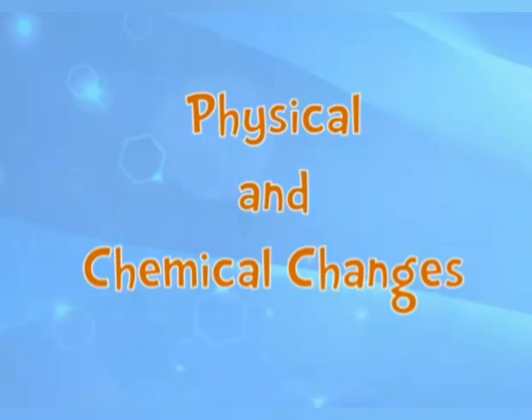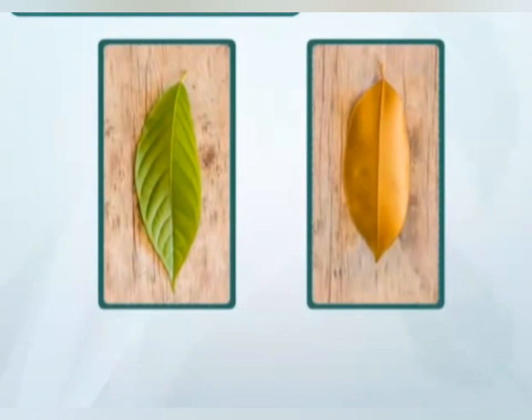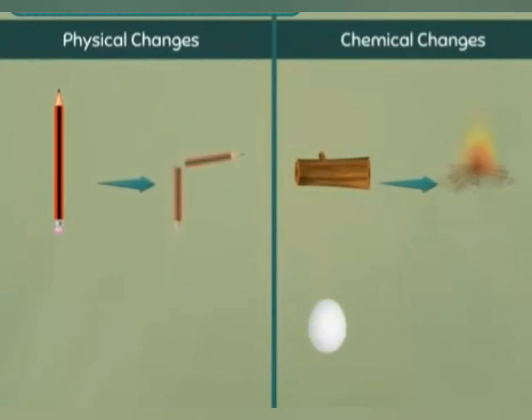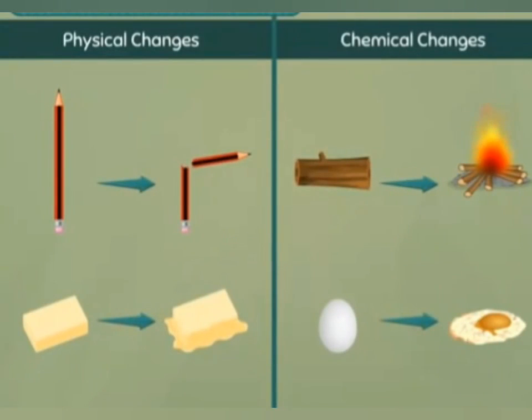Physical and chemical changes. Look at these leaves. The first leaf is fresh and green, while the other is dry and brown. Can we make the dry leaf fresh again? Well, we cannot do this. And that is because the leaves have undergone a chemical change that cannot be reversed. All the changes that take place in our surroundings are either physical or chemical changes. Let us learn more about these changes.